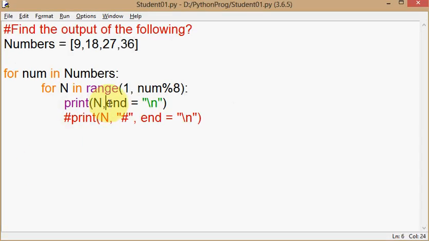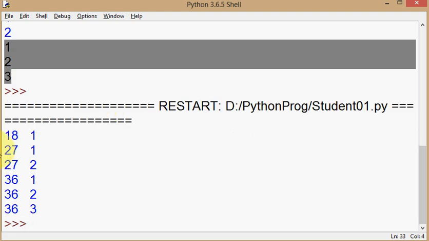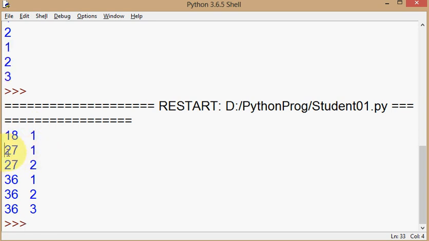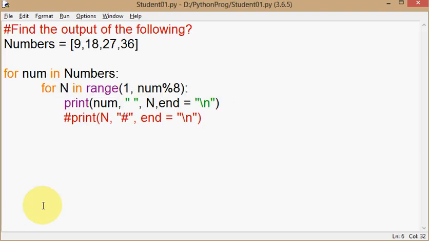Now we can check by keeping the variable name num over here. Now I am going to execute this code again. So you can see the value is 9, the loop is not executed; 18, the loop is executed once; 27, the loop is executed 2 times, 1 and 2; 36, the loop is executed 3 times. Here in the question it is asked for the value of n. After n, a hash sign has been used to print.